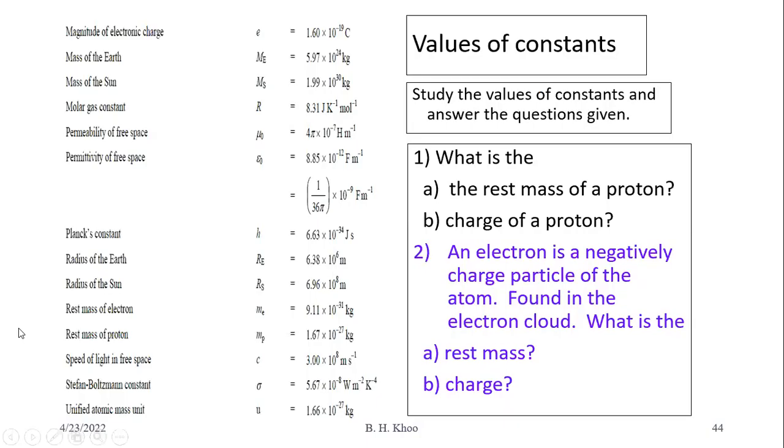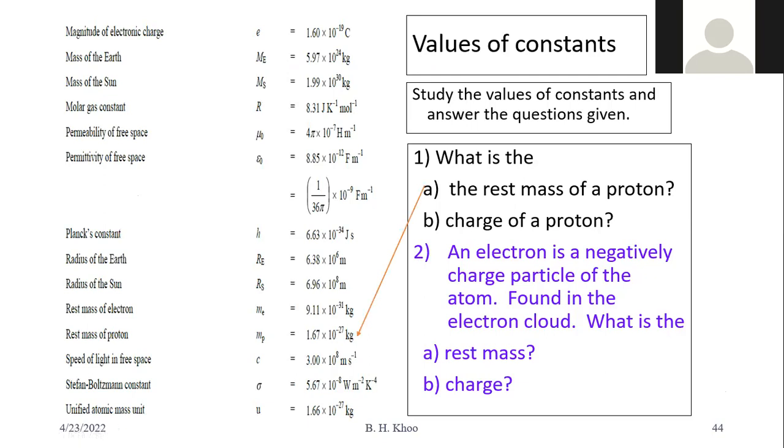Okay, use your values of constant. What is the mass of proton? Go and find the mass of proton for me. Ken? Rest mass of proton is 1.67 times 10 to the power -27. You should be able to find it from your values of constant.